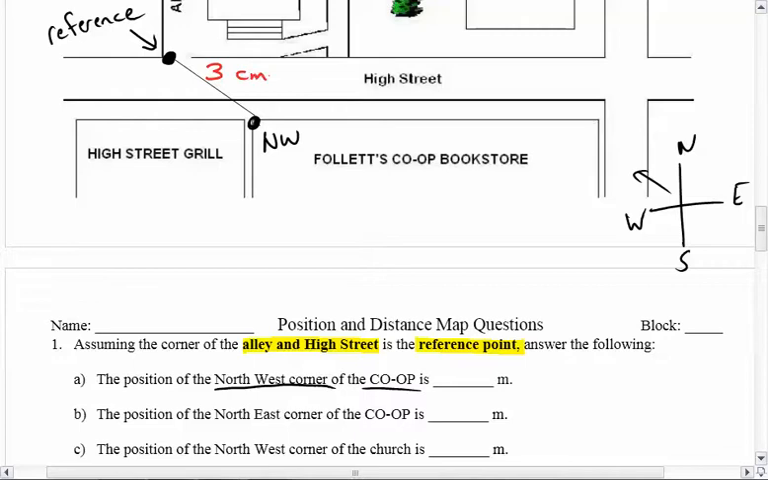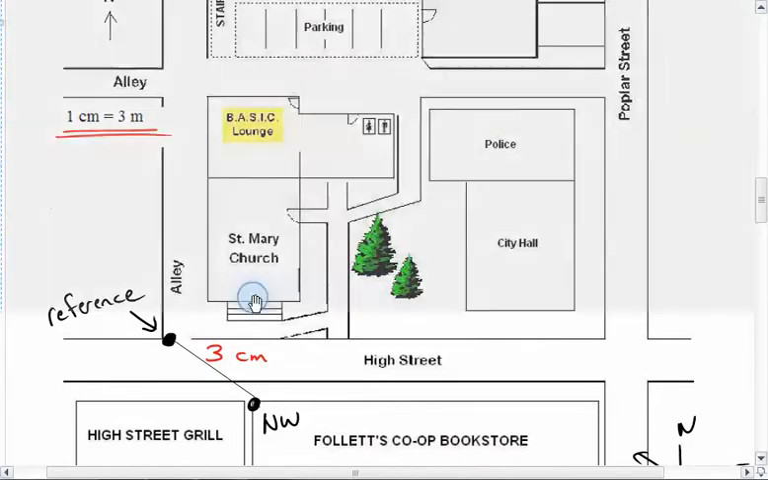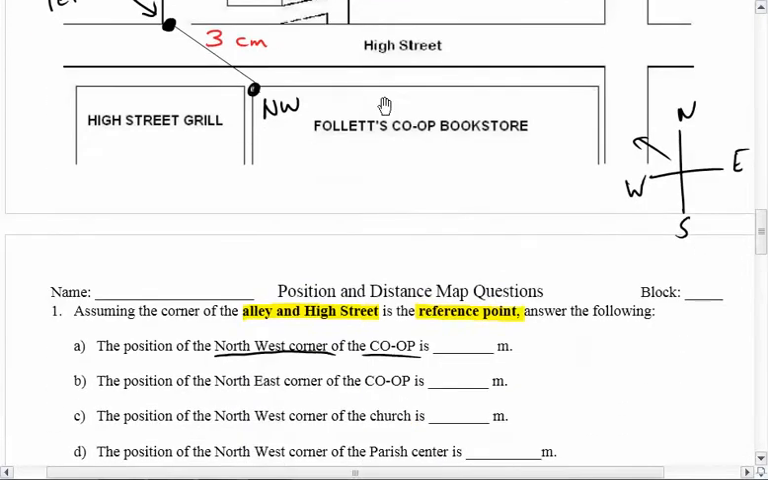3 centimeters. On this map, 1 centimeter equals 3 meters, so 3 centimeters would be the same as 9 meters. I just multiply it by 3 to find out how many meters it is. So 3 centimeters times 3 gives me 9 meters.